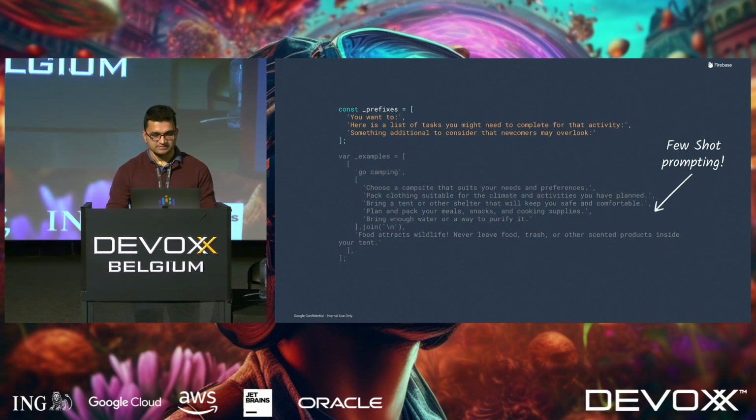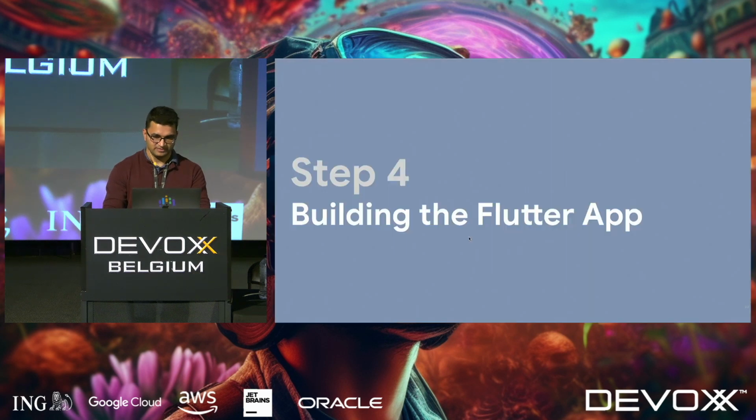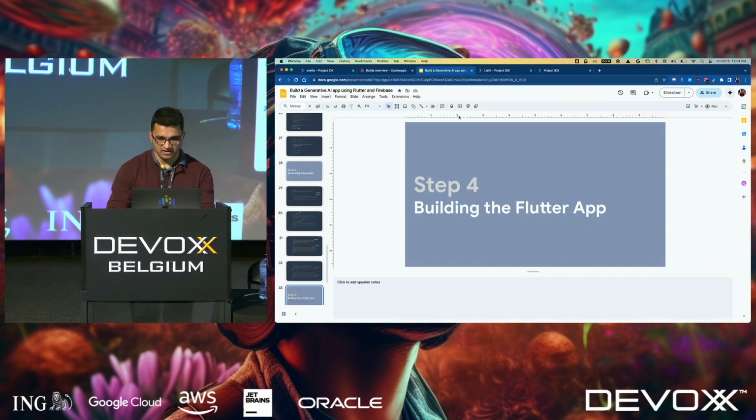When you combine this with the prefixes, you can see how the prompt is constructed. So in this case, you want to go camping. Here is a list of tasks you want to consider for completing that activity, and it has these 5 activities that I'm just making into a long string. And then something additional to consider that newcomers may overlook is my prompt for tip. Food attracts wildlife, never leave food, etc. And that's how we have basically created the prompt.